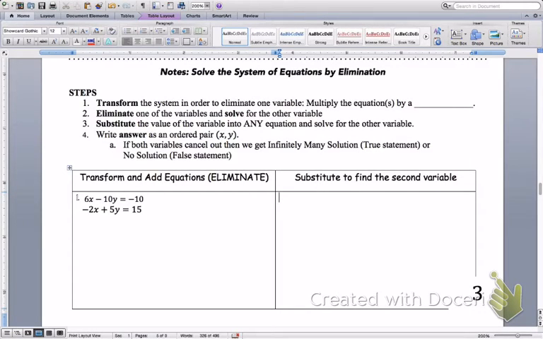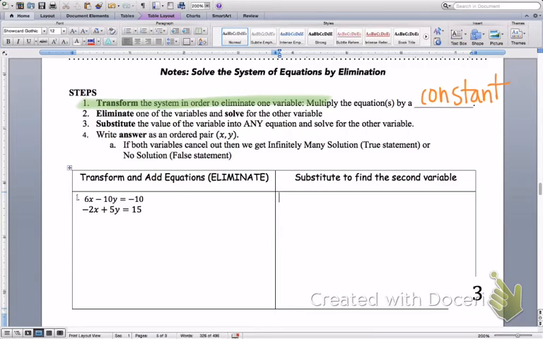So we are on day 2 of solving a system of equations by elimination. Last time we just went straight forward with the easy problems where they would eliminate right away. Today's problems are going to have that first step, which means we need to transform the system in order to eliminate one variable. This is going to require us to multiply the equations by a constant, meaning by a number. So let's write that word in.